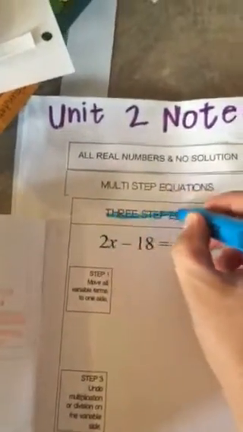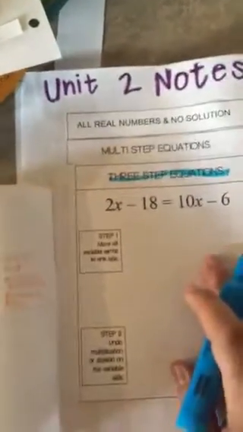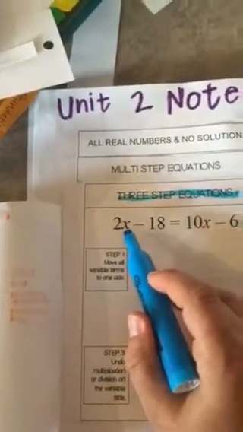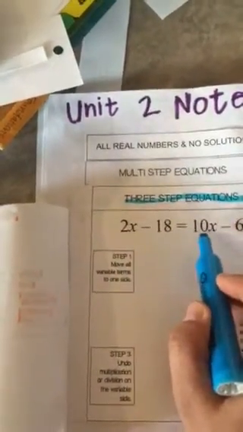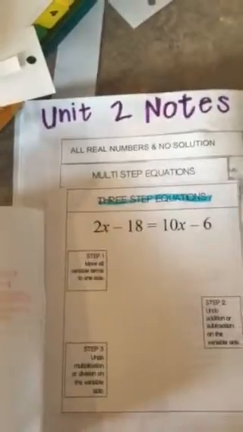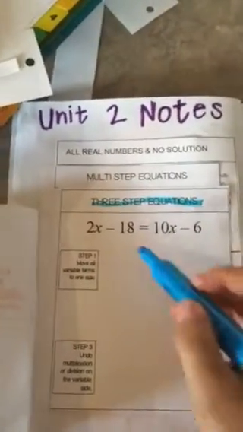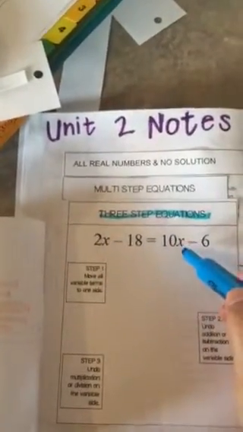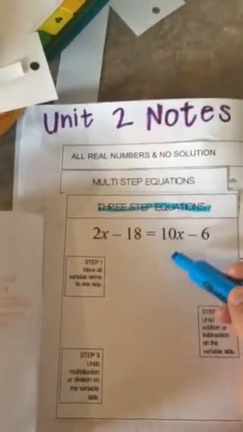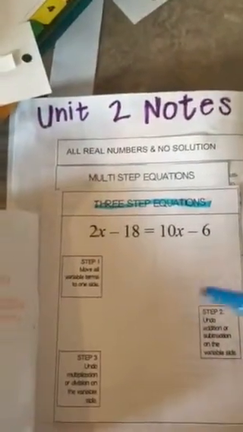So for our three-step equations, the equation that we're going to be looking at is 2x minus 18 equals 10x minus 6. You'll notice probably the main difference here is that we have variables on both sides of the equation. So what we're going to go through is how to make that go away and just have a variable on one side.